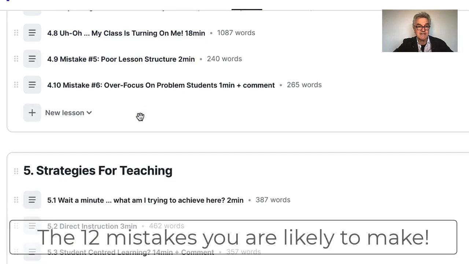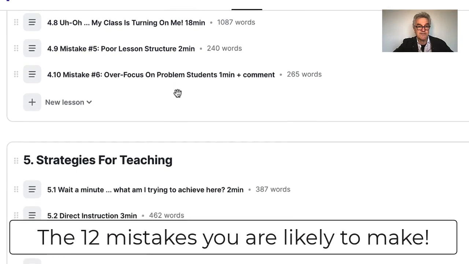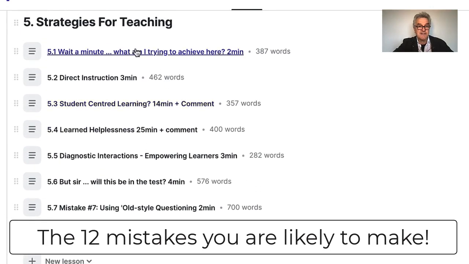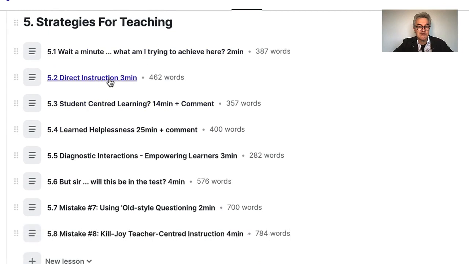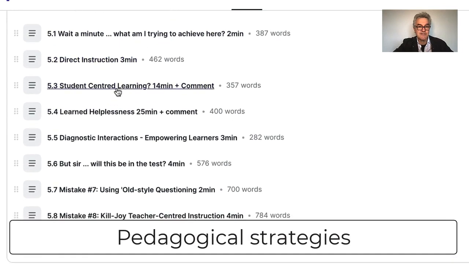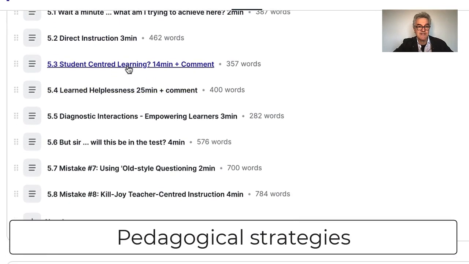A couple more mistakes: poor lesson structure, over focus on problem students. And strategies for teaching, we talk a little bit about direct instruction and the good and the bad of that. Something about student-centered learning, which I think is really important if it's done well. A thing about learned helplessness. There's an article here that you can spend 2 hours implementing ideas from.